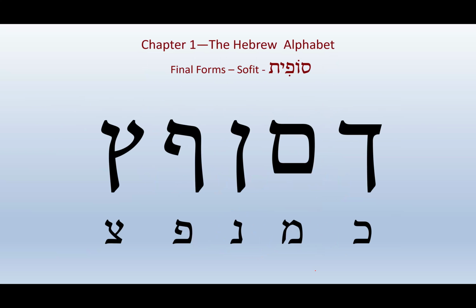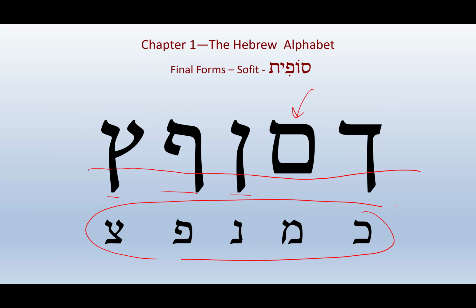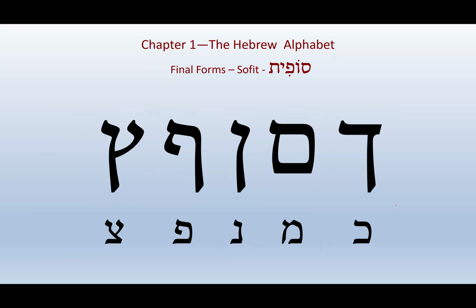Okay, then we also have the final forms, the sofit. You don't have to remember they're called sofit. In English, we always say final forms. Sofit is the Hebrew word for it. But the kaf, and by the way, these are descenders. Those go below the line of writing. Mem is the only one that does not have a descender. So we have the final form of the kaf, mem, nun, pei, and tsadi. And these are the regular forms at the bottom. So those are the final forms, 5 final forms.